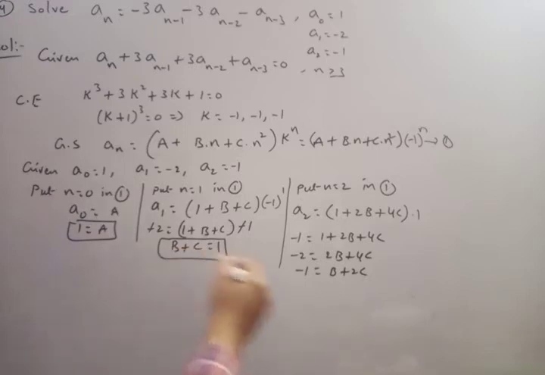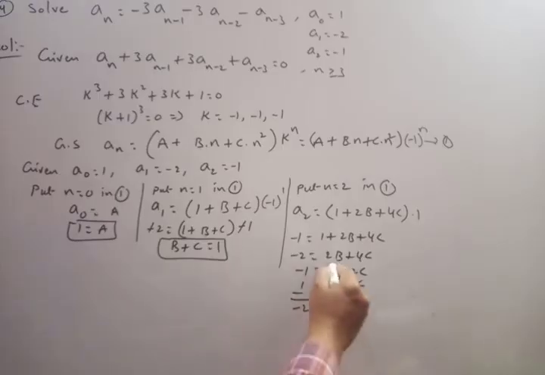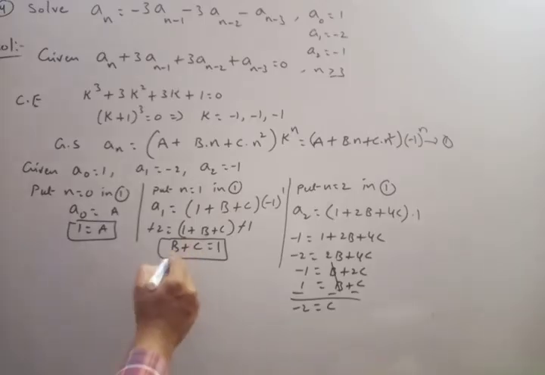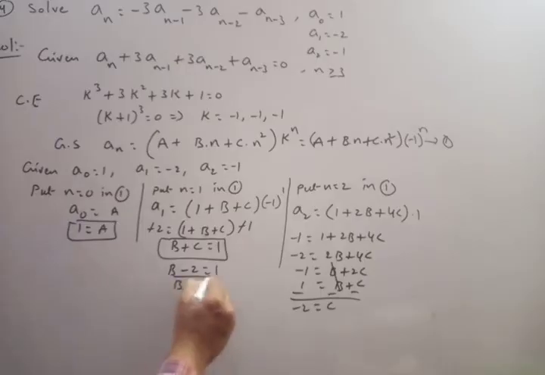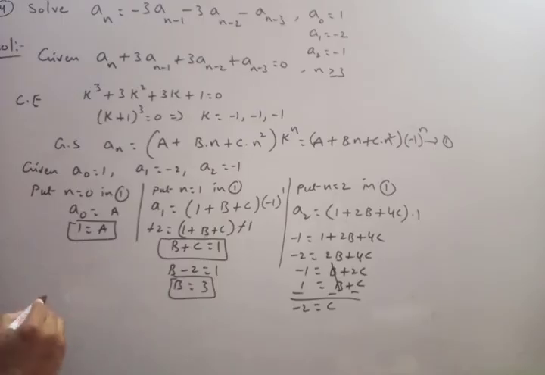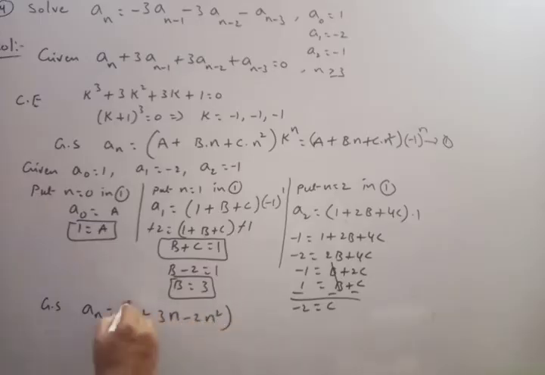So already we have one equation here. Solve these two: 1 is equal to b plus c. Subtract it: minus 2 is equal to c. So c is minus 2. If I substitute c is equal to minus 2, b is equal to 3. So I got the a value, the b value, and the c value. Substitute in our general solution: a_n is equal to 1 plus 3n minus 2n square, into minus 1 power n.